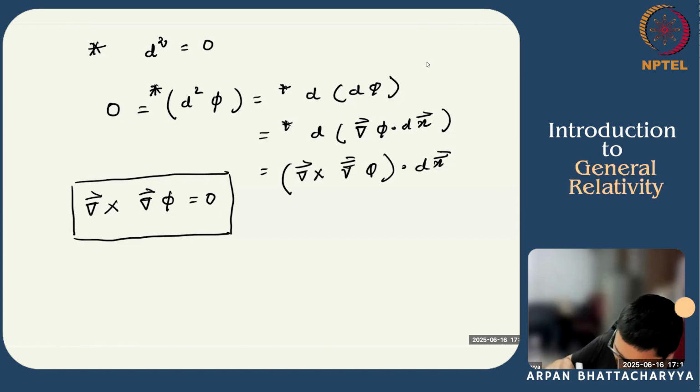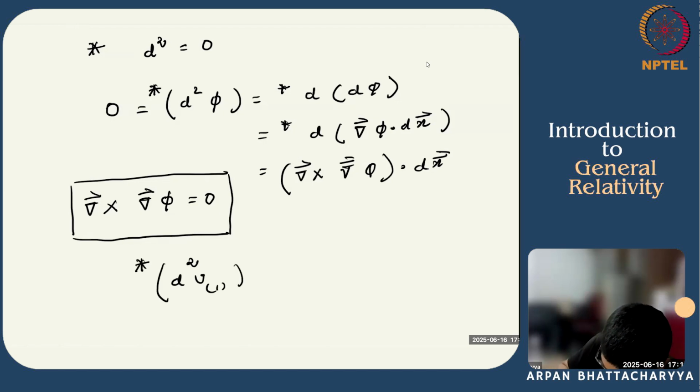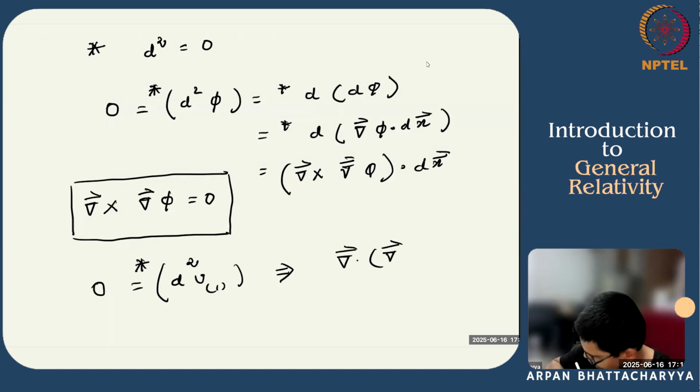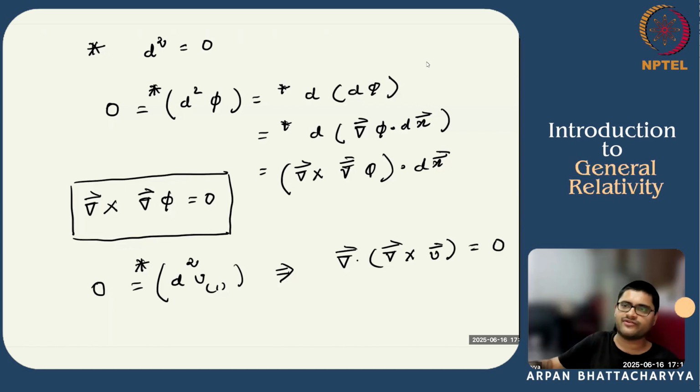Now if you do the same exercise and act d squared on a 1-form, again 0, and then take star, by definition 0. So you can see that this will give, please do that algebra, del dot e. This is another famous vector identity that you have encountered in vector calculus in R3. The curl of a vector, then take the divergence of that is 0.